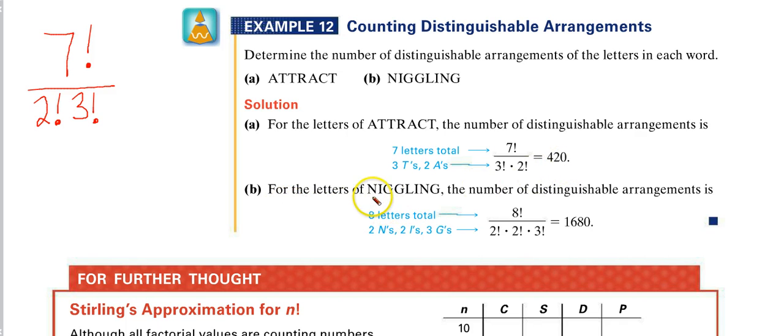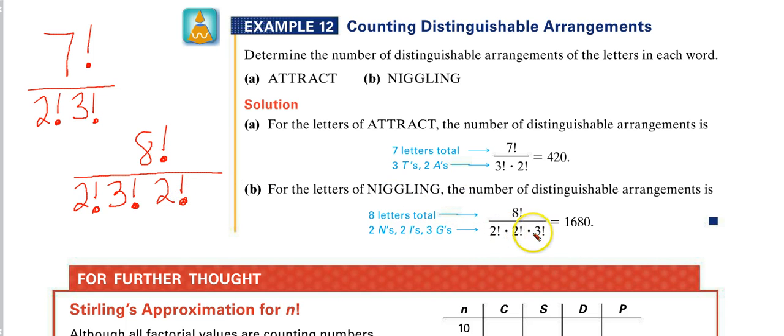Now again, for letter B, there's 1, 2, 3, 4, 5, 6, 7, 8. This will be 8 factorial. And how many repeats? Well, the N is 1, 2 N's. So that would be 2 factorial. The G, 1, 2, 3. 3 factorial. And I guess we have 2 I's. 2 factorial. You might say, well, I didn't put it exactly this way. It doesn't make any difference. And again, this will give you this.